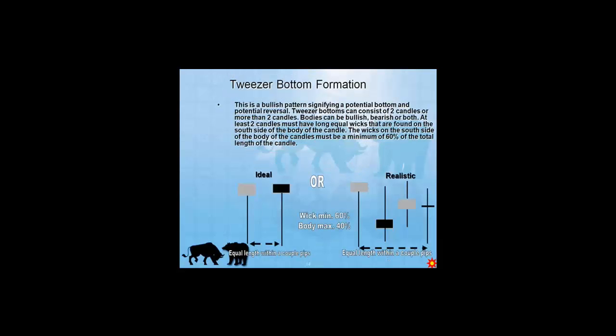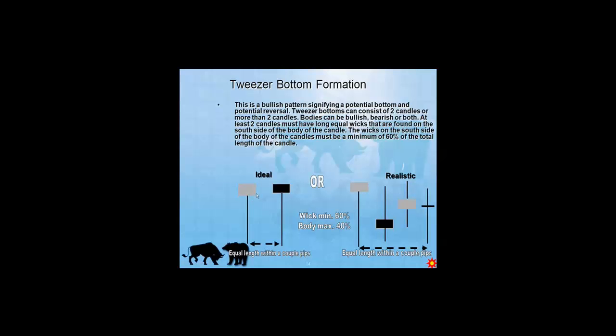The tweezer bottom formation is the opposite. It's a buy signal. Here the market told us, I want to go down. I can't. I tried to go down. I can't. It's giving me a support in this area. Okay, this is ideal, and this is more realistic.